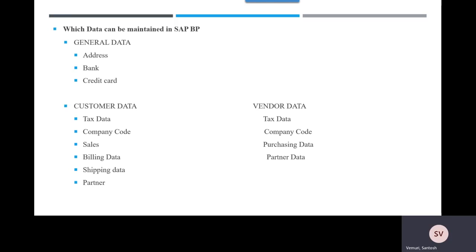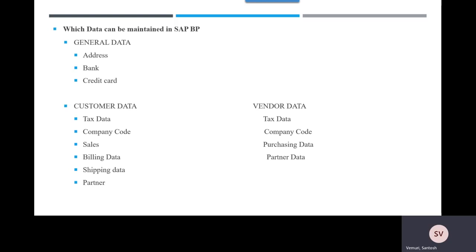If I select the role, automatically my sales and distribution data is enabled. If I select the vendor role, automatically the purchasing data or purchasing tab will be enabled. In that I can see company code, purchasing data, partner data, tax data. In the same way, for my customer, I can see partner data, company code data, sales, billing, shipping. So you can correlate the same thing to your customer for customer data, and to your vendor for vendor data. The only difference is that in your ECC system, I create everything using different transaction codes.